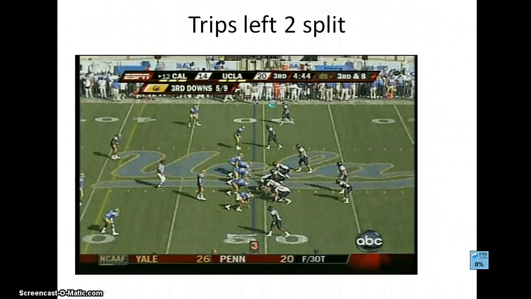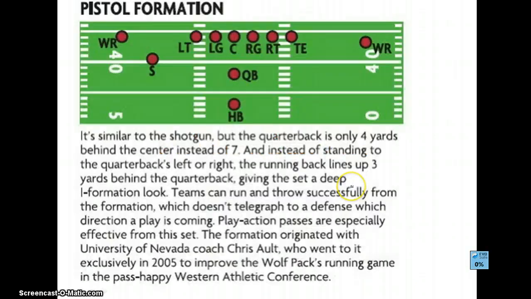Let's take a look at another example. Here's trips left 2 split. Well, it's trips left because if we look at the offense from the defensive perspective, again, he's 1, he's 2, he's 3, and we say it's trips left 2 because, see, here's the number 2 receiver. He's on the line of scrimmage. So this is trips left 2, and again, split because he's split out. This is also single back shotgun, where here's the quarterback, and this is the single back in the backfield. There's also a formation called pistol, which we may see from time to time. Pistol is similar to a shotgun formation, except we're going to identify it as pistol when the quarterback is in the shotgun and the back is behind him.